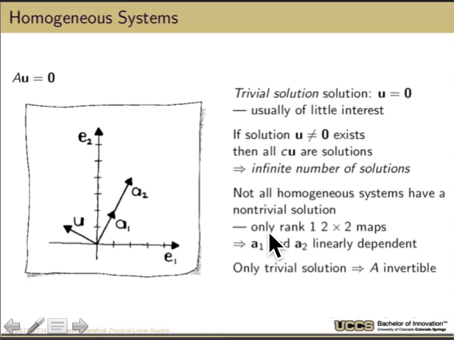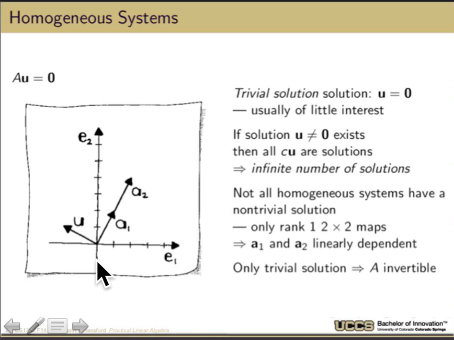So only rank 1 maps for a 2 by 2 matrix. So in general, only degenerate rank maps, that are linearly dependent, will have a non-trivial solution. Another way of looking at whether the system is solvable is to ask, is the homogeneous system solvable? If the homogeneous system is only solvable with the trivial u equals 0, then A is an invertible matrix.